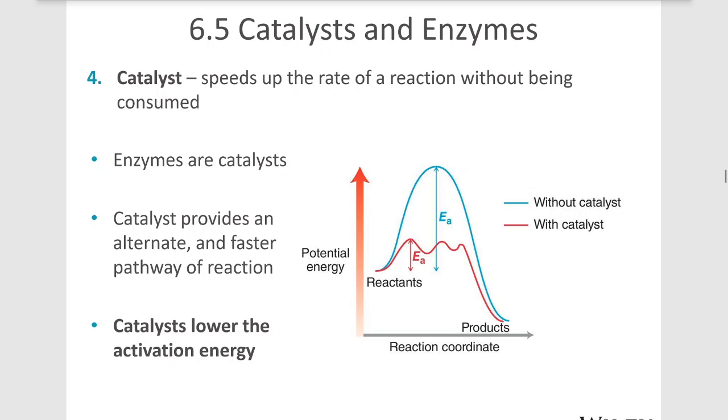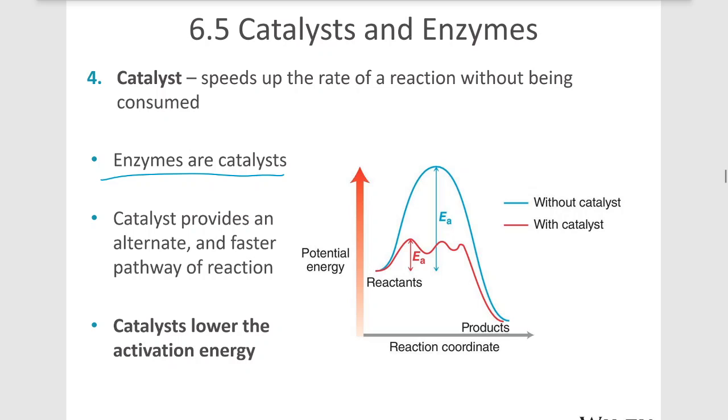So how can we reduce that activation energy? We can do that with a catalyst. Catalysts also affect the rate of a reaction because they lower the activation energy and speed up the rate of a reaction without being consumed. Enzymes are catalysts, a type of catalyst. There are other types of catalysts as well.